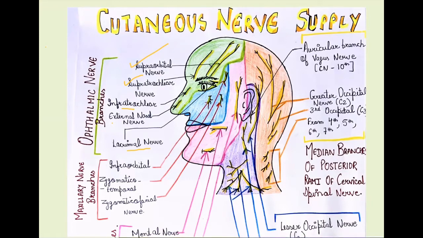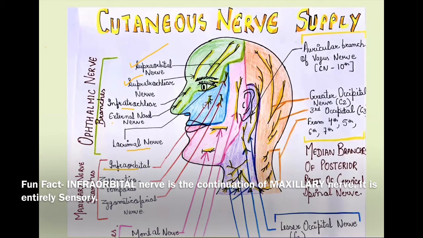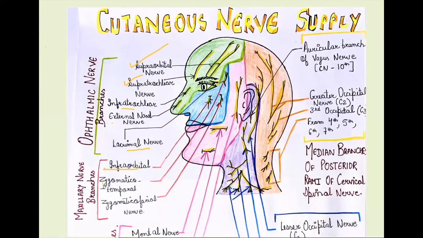Next, this region, this is the cheek region. First is the infraorbital nerve, which supplies the area just below your eye and comes out of the infraorbital foramen in this region. Then the zygomaticotemporal nerve and the zygomaticofacial nerve. The zygomaticotemporal supplies this region and the zygomaticofacial supplies this portion of your face, coming out of its respective zygomaticofacial foramen.